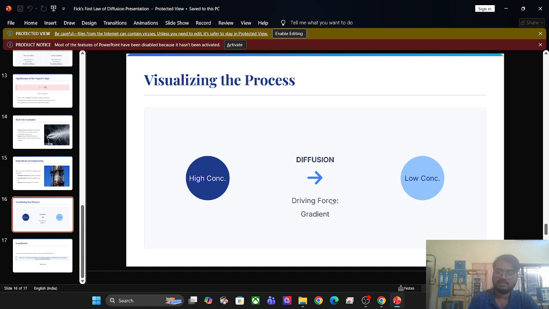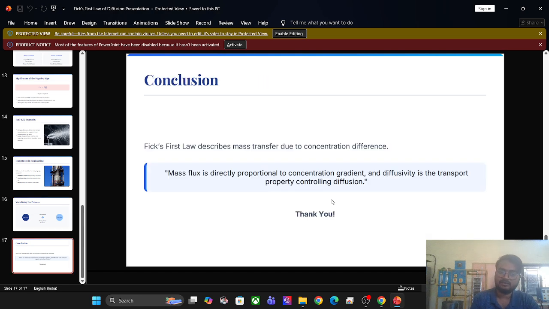Visualizing the process: diffusion takes place from higher concentration to lower concentration. The driving force is the gradient. Conclusion: Fick's first law describes mass transfer due to concentration difference. Mass flux is directly proportional to the concentration gradient, and diffusivity is the property controlling diffusion. Thank you.